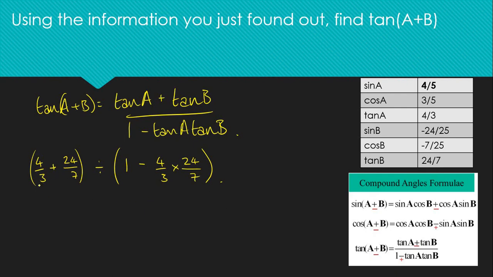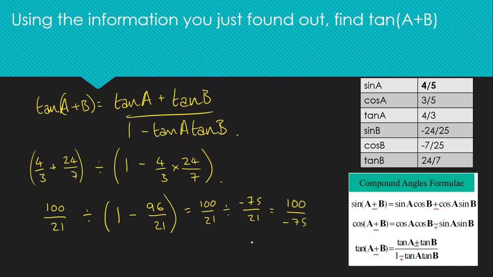Okay, here you're going to get 28 plus 72, which is going to be 100 over 21, divided by 1 minus 4 24s, 96 over 21. Okay, we have 100 over 21 divided by, we've got 21 over 21 minus 96 over 21, or 21 minus 96 will be negative 75 over 21, which is going to be 100 over negative 75, which will be negative 4/3.